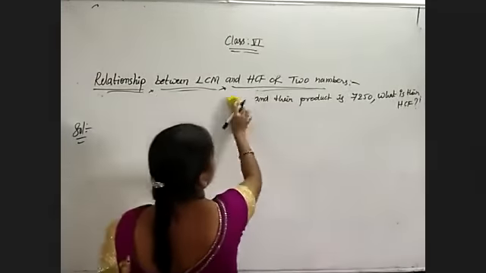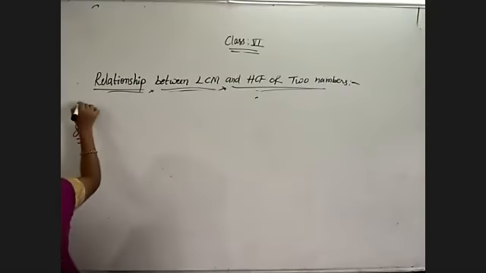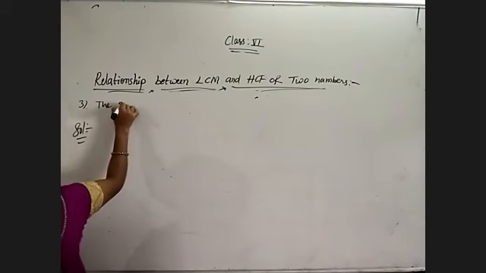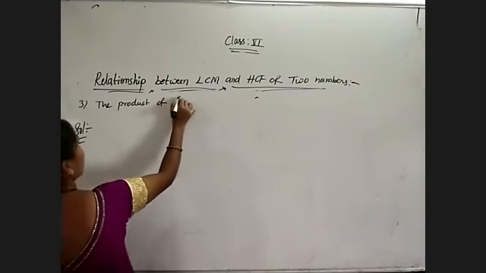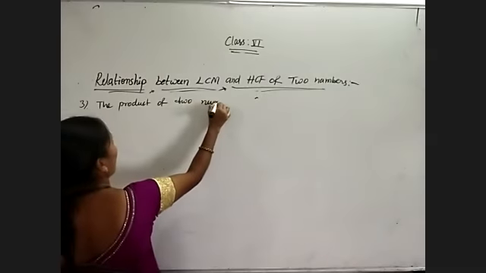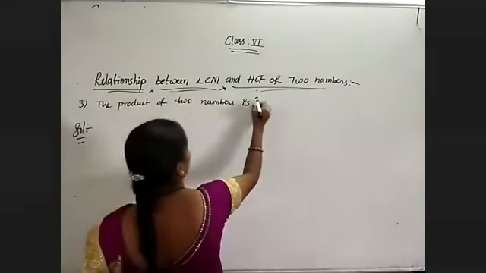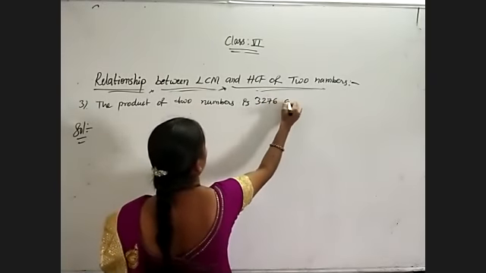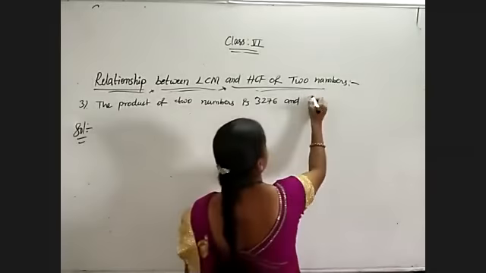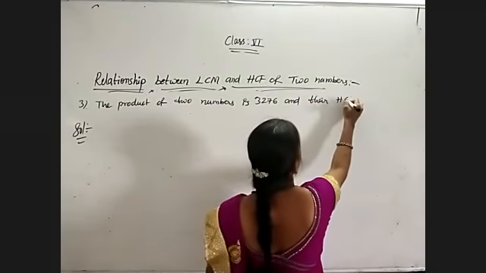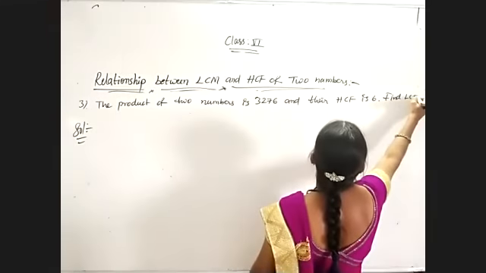These calculations you need to do. Now observe the third question. The product of two numbers is 3,276 and HCF is 6. Their HCF is 6. Find LCM of those two numbers.